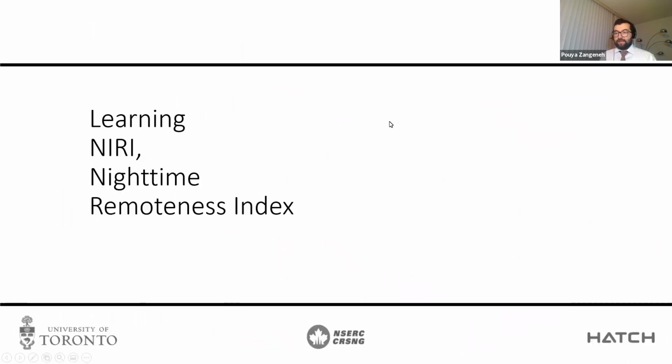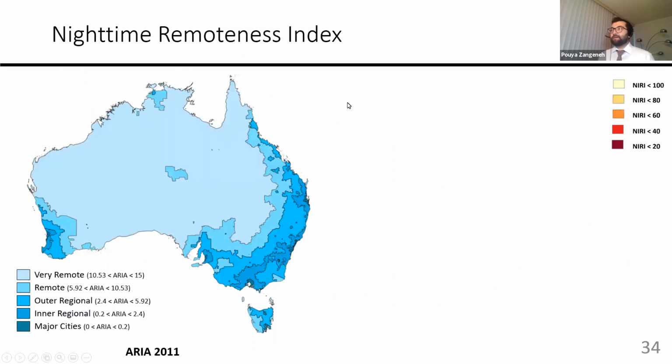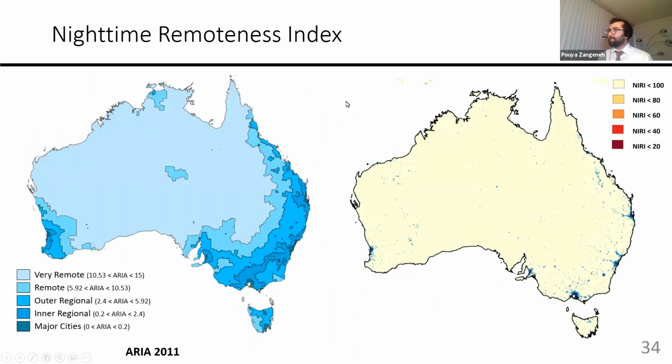So I think I should go a little bit faster here. As far as the learning part, as I mentioned, remoteness was our main concern. There was an idea that perhaps nighttime satellite imagery could tell us something about remoteness. We took this idea and collected nighttime satellite imagery of Australia, and this picture is a negative of the nighttime lights. The good thing in Australia is that they had a very rigorous remoteness index, done from the census data essentially every few years, called ARIA.